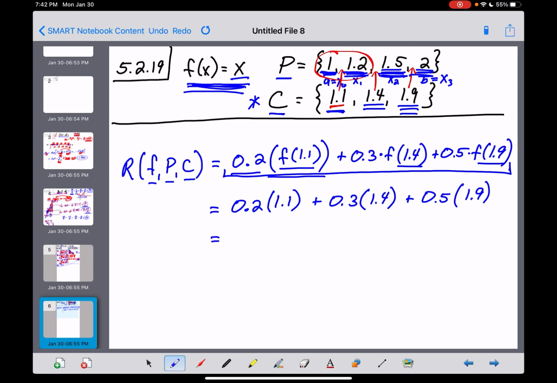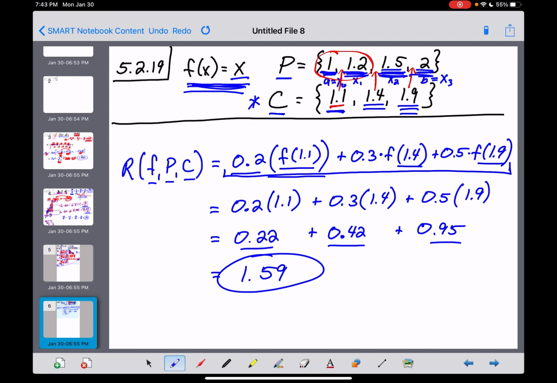So let's see how much of this I can do in my head. 2 times 1.1 would be 2.2, so that's going to be 0.22. Gotcha. 3 times 14 is 42, so this would be 0.42. Gotcha. And lastly, half of 1.9 is 0.95. So where are we here, guys? That is 0.64, and 0.95 is going to be 1.59, if I'm not mistaken, and that is the answer they were looking for, problem number 19.